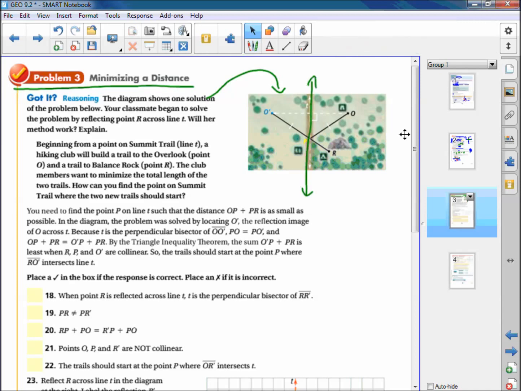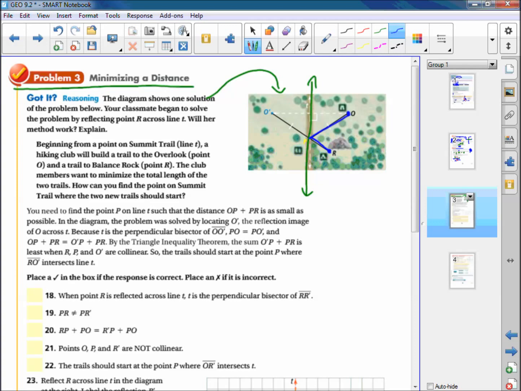And there's a hiking club, and they want to build trails that go from the same spot on line T so that you can get to point O, Overlook Pass or something like that, and to Balance Rock. And of course, they're lazy. They don't want to make the trails longer than possible, so they want to find the shortest distance that they can do. So if they pick point P, they want to find the shortest possible distance to make the trails.